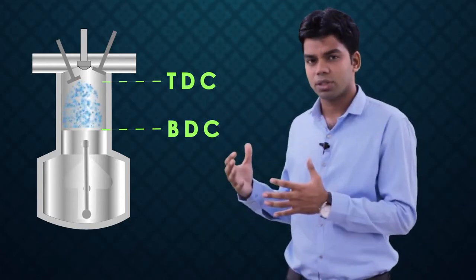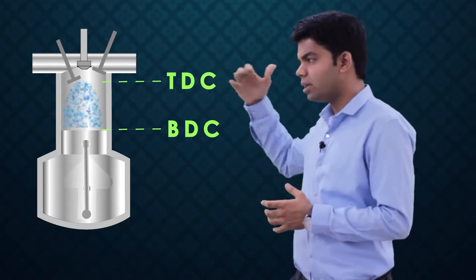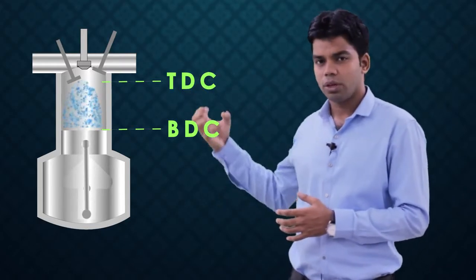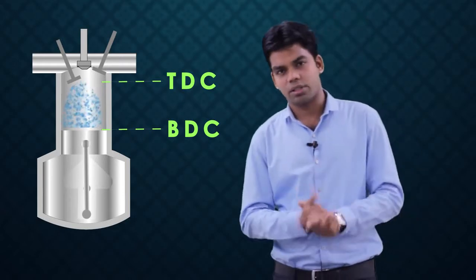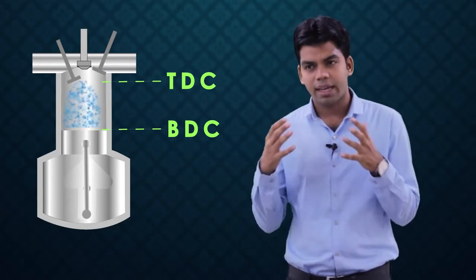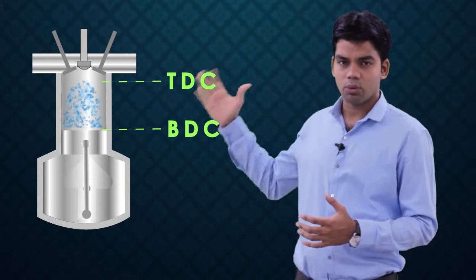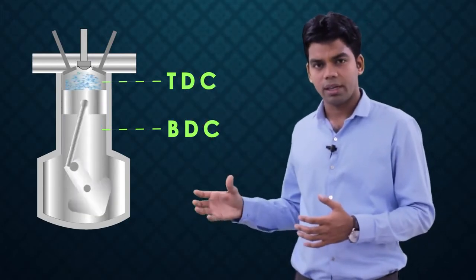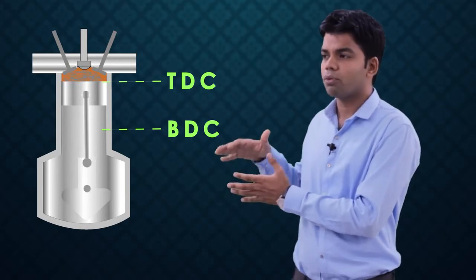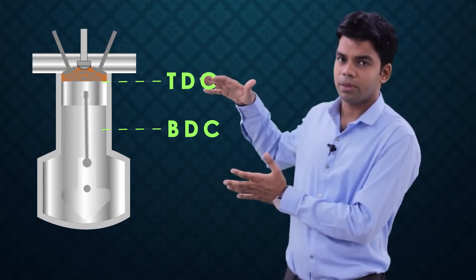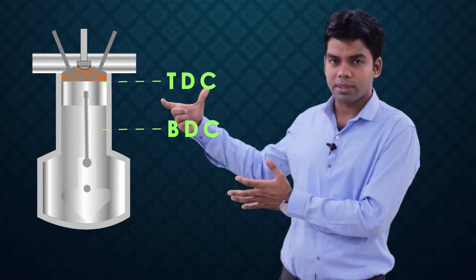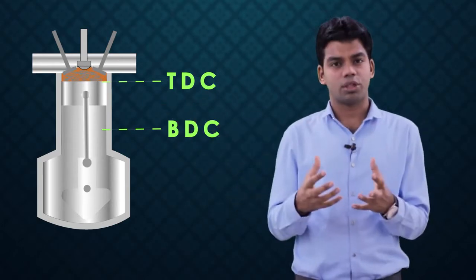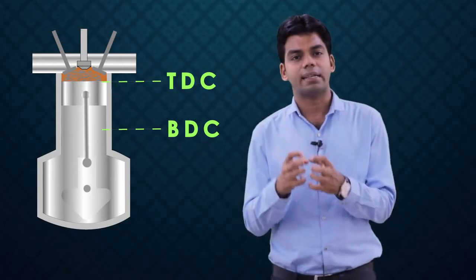So what happens in the first stroke? The piston travels from TDC to BDC, and in this process the inlet valve is open and the fuel air mixture gets inside. This is the first stroke. Now at the end of this first stroke, the inlet valve is closed. The crank further rotates, which causes the piston to move from BDC to TDC. Now both the inlet valve and exhaust valve are closed. The piston is moving from BDC to TDC, and the air fuel mixture inside the cylinder gets compressed.